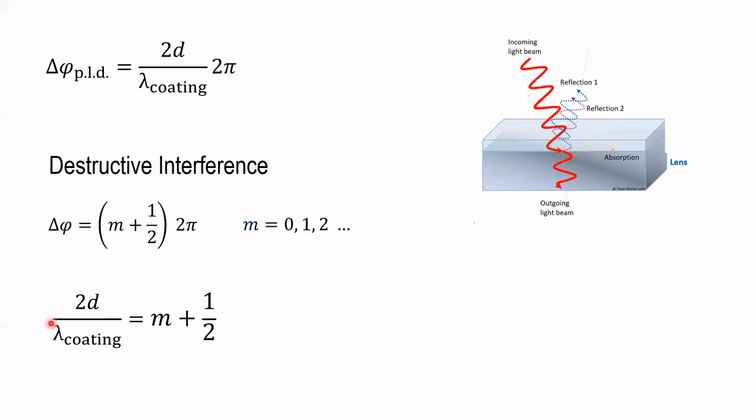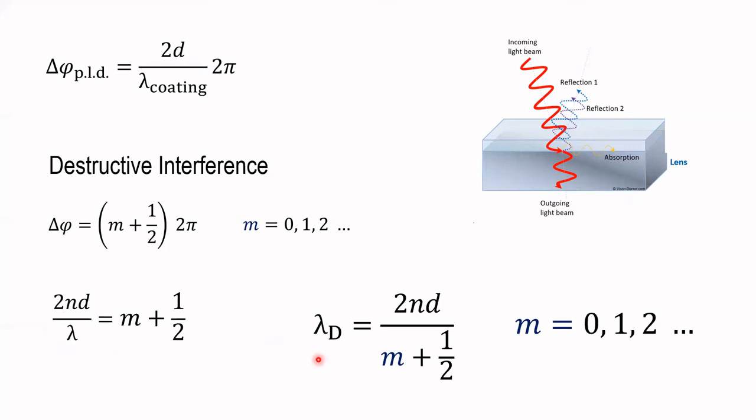And then let's recall that the wavelength in the coating is the vacuum wavelength divided by the index of refraction of the coating. So an n pops up in the numerator. And now I'm just calling the vacuum wavelength lambda. And then what do we solve for now? Let's be consistent with the book and look at the formula for the set of wavelengths, lambda d for destructive.